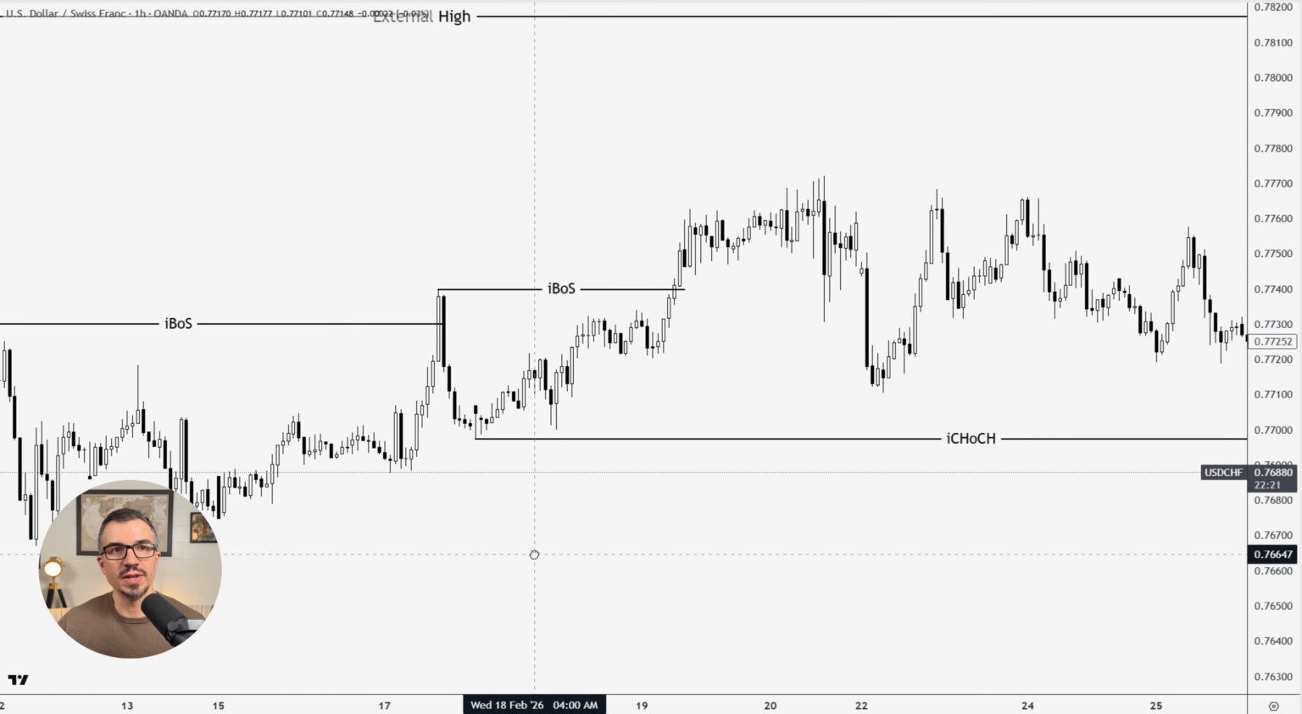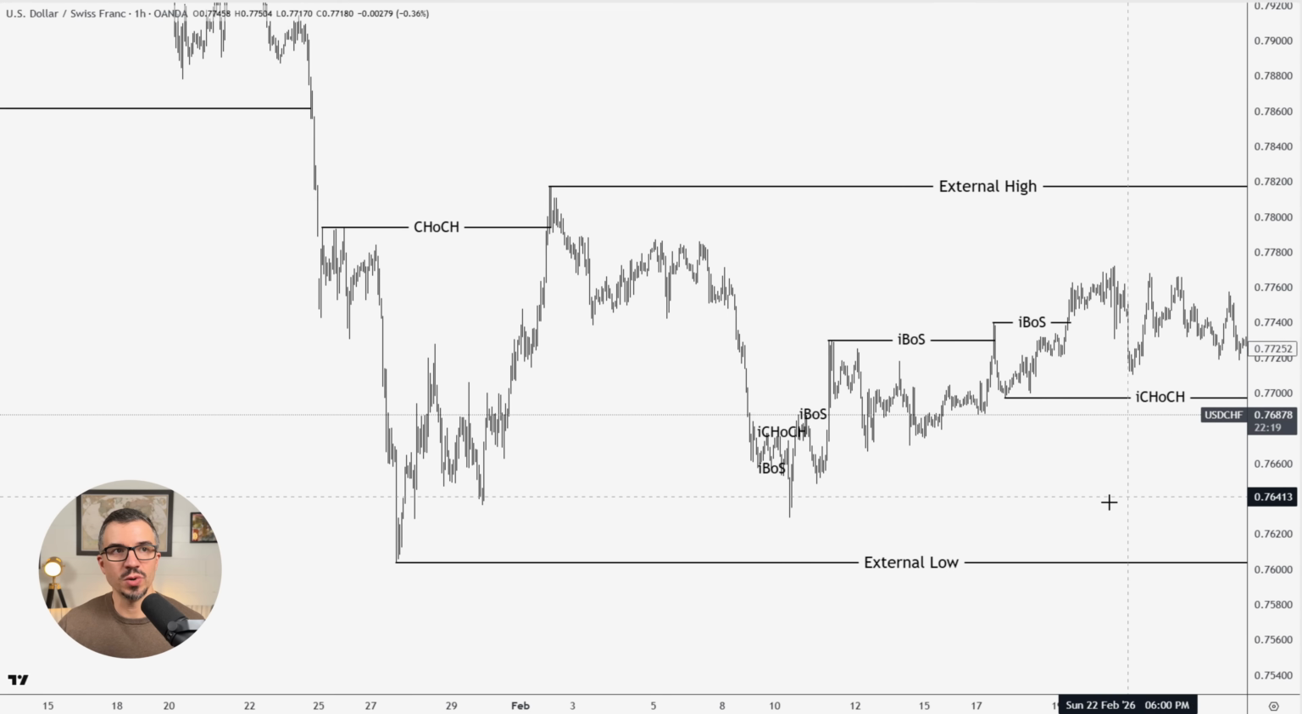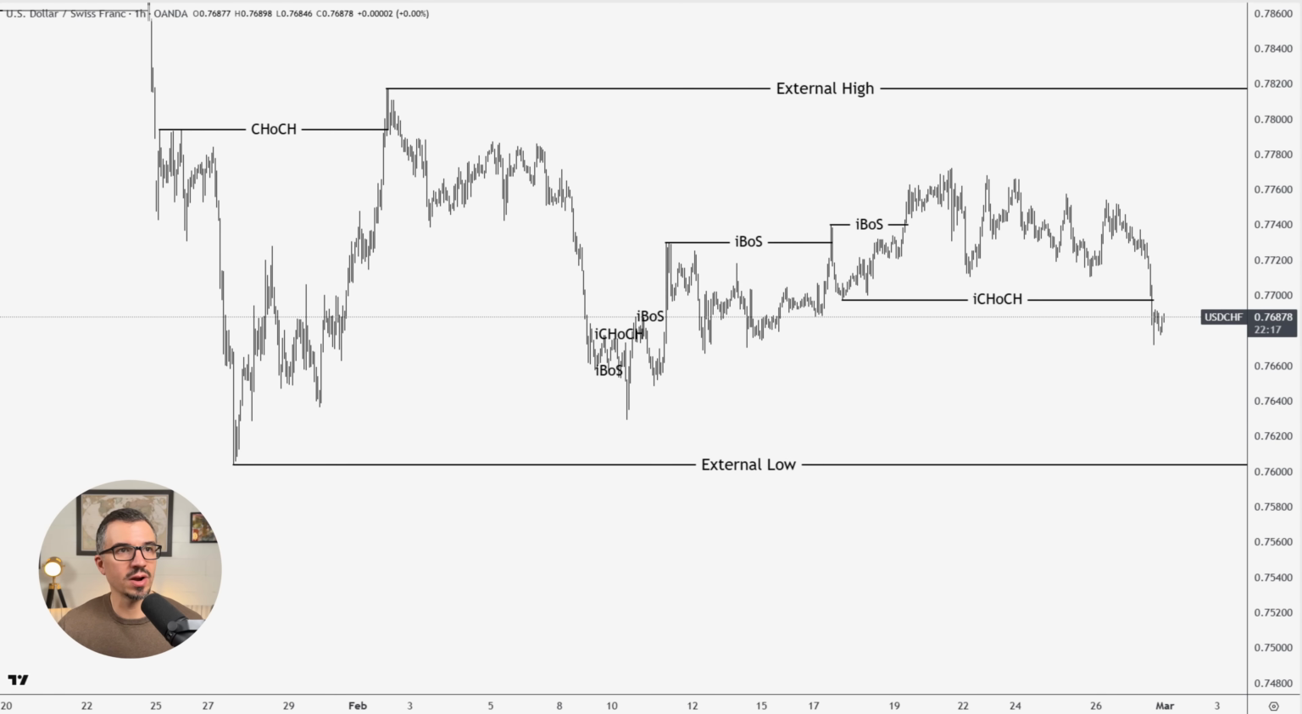So you can see that since that time, it did put this market into an uptrend. Now, again, all of this here is internal to this external structure. You can see that all of this here, external high up here, external low down here, all of this through here, guys, is just internal. And so yes, you can trade it, but you've got to be careful. You've got to understand that this is all just internal price action.